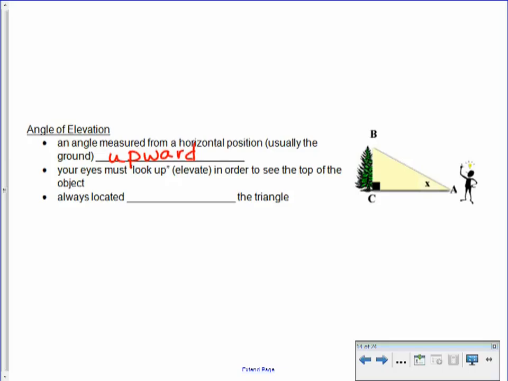Why is it called an angle of elevation? Because your eyes must look up and you should elevate in order to see the top of the object. If you're trying to measure something that's extremely tall, you can't go to the tippy top and drop a ruler down to measure. You would, of course, use this indirect measurement or use your trigonometry to do that. And so sometimes they'll talk about the angle of elevation for that particular area.